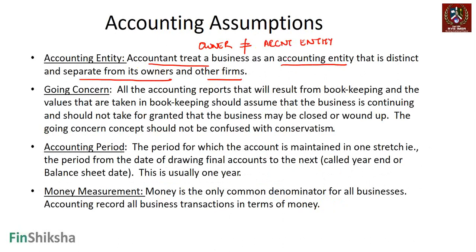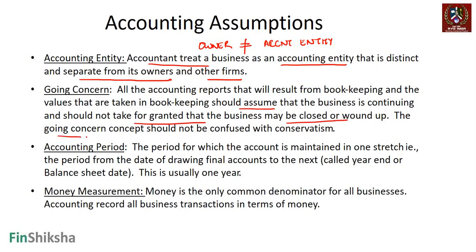Accounting entity is the business for which you are basically creating the accounts. That is different when compared to the owner. The next principle that comes in is something called going concern. All the accounting reports that will result in bookkeeping, and the values that are taken in bookkeeping, should assume that the business is going to continue till infinity. It should not take for granted that the business will be closed or wound down.